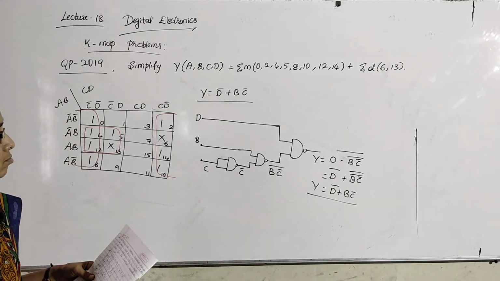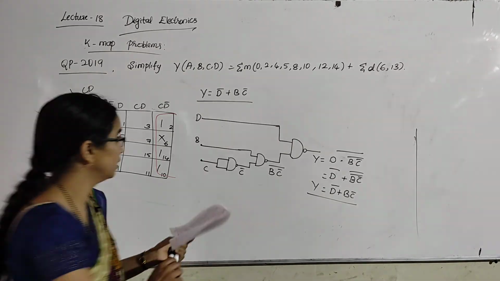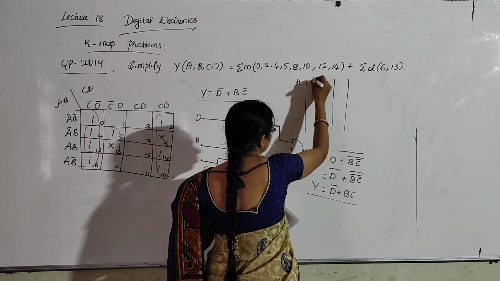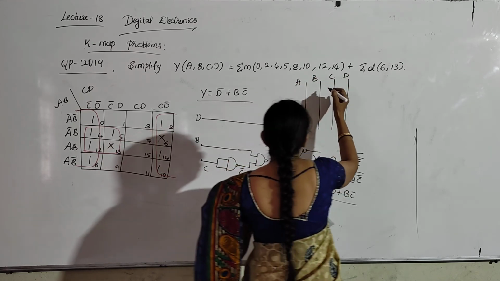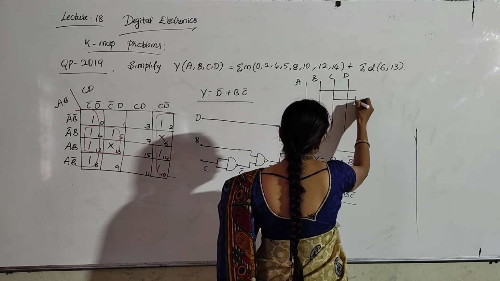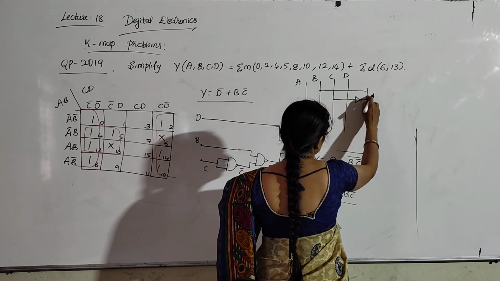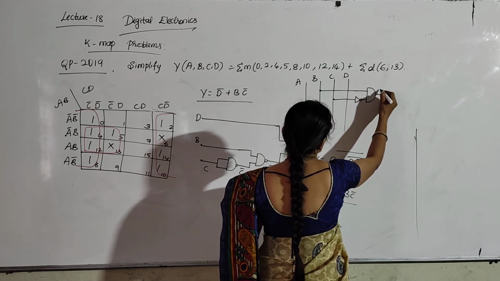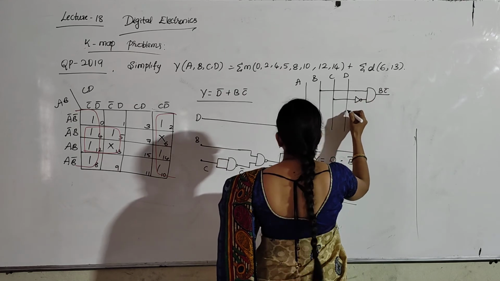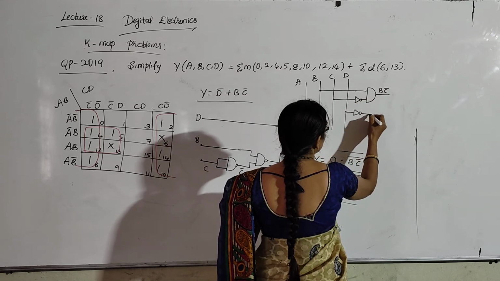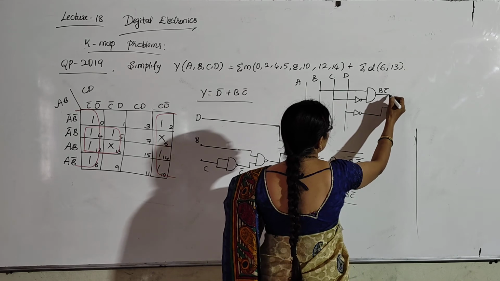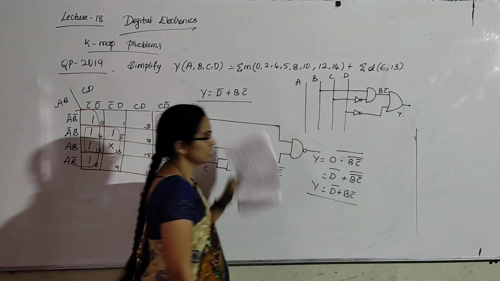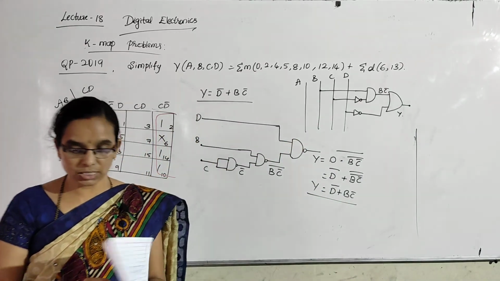Using basic gates you can write, I guess I will write it for you. A, B, C, D. B I will take directly, C bar. B C bar, and D bar. This. Okay, next question.